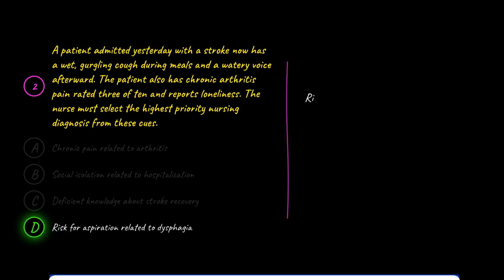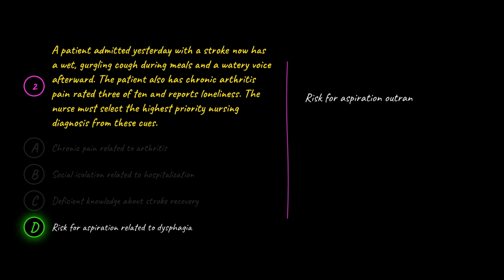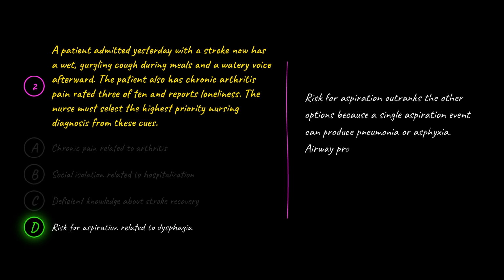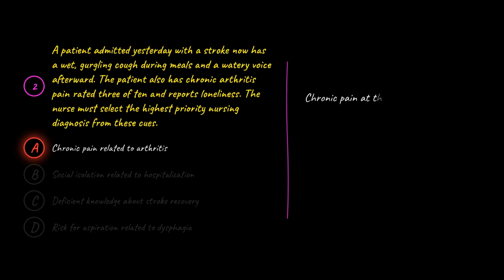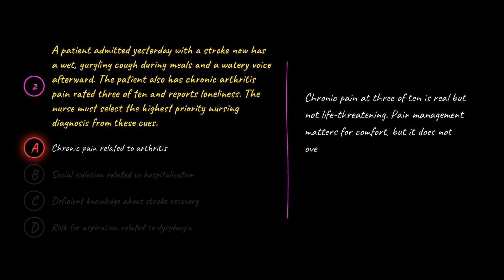D is correct because risk for aspiration outranks the other options because a single aspiration event can produce pneumonia or asphyxia. Airway protection comes first, and the dysphagia cues here mark immediate severe danger to the patient. A is wrong because chronic pain at 3 of 10 is real but not life-threatening. Pain management matters for comfort, but it does not override an active threat to the airway from the patient's new swallowing problem.